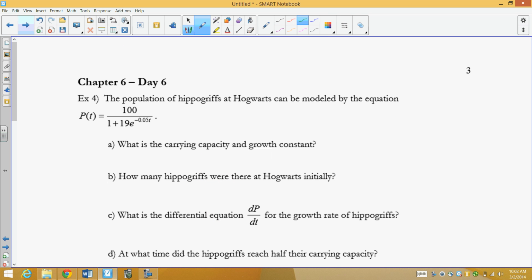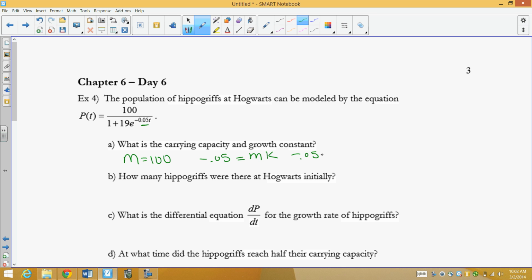All right, turn the page. Yay, hippogriffs. This is happier. Take a second, try and do this one on your own. I think you can handle it. These aren't that bad. All right. Hopefully you hit pause a little bit here. What's the carrying capacity and the growth constant? Well, my carrying capacity is M, and M is 100. What's our growth constant? Well, negative 0.05, which is this exponent right here, is M times k.